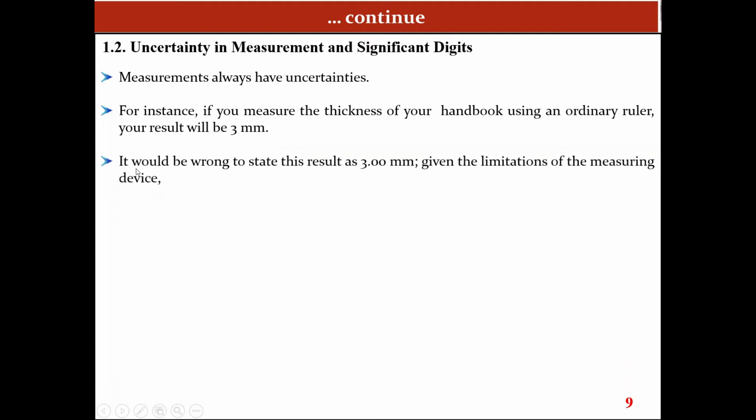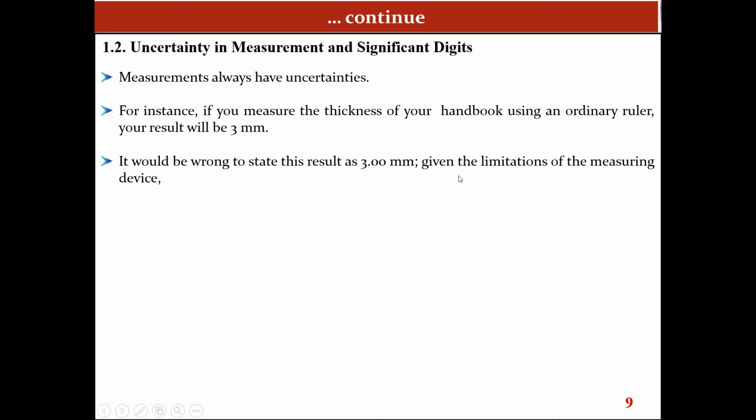Okay, it will be wrong to state that this result is 3.00 millimeter because the measuring instrument does not have the ability to measure after this point. The minimum measurement from the ordinary ruler is 1 millimeter. We don't have 0.00 millimeter, we don't have 0.01, we don't have 0.10. So whenever we write a report after measuring that thickness using an ordinary ruler, it's not allowed for the report to have 3.00 millimeter.